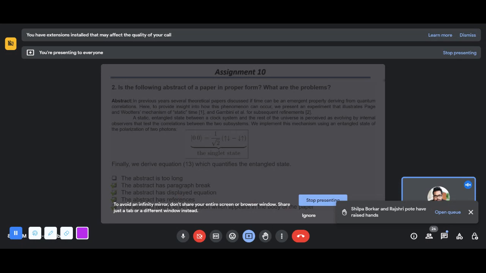So what are the problems that they asked? It is actually not long. This is very short and crisp, but the others are the problem, right? The abstract should not have any paragraph break, should not show any equation, and should be crisp. No reference should be there in the abstract, right?